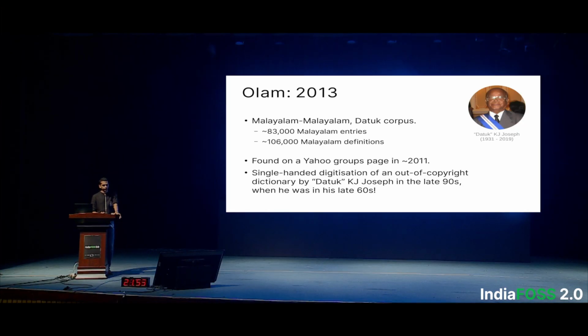And if you look at the size of the data set, 83,000 Malayalam entries and 106,000 Malayalam definitions, all neatly typed up from some out-of-copyright dictionary that he'd found somewhere. Unfortunately, I don't really know the source. He never spoke about it in the Yahoo groups threads. So I was super excited.